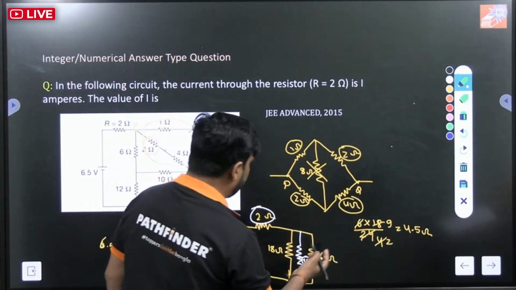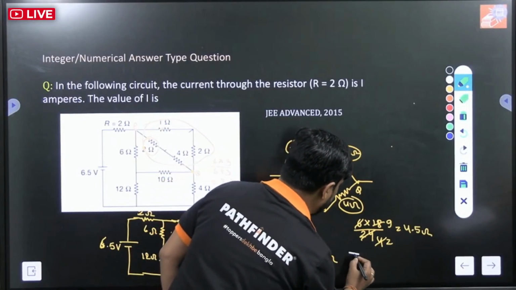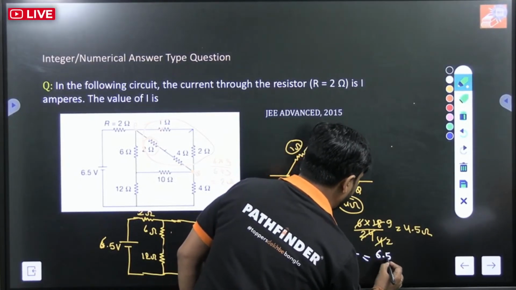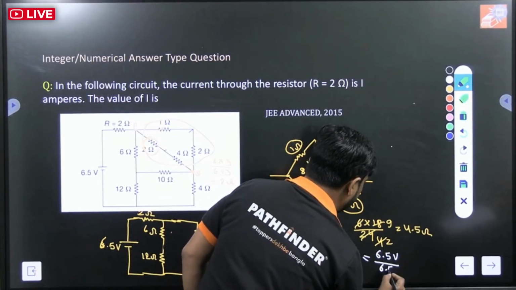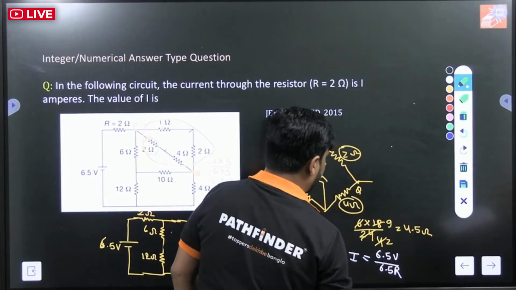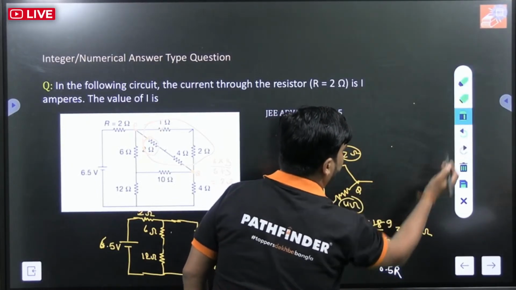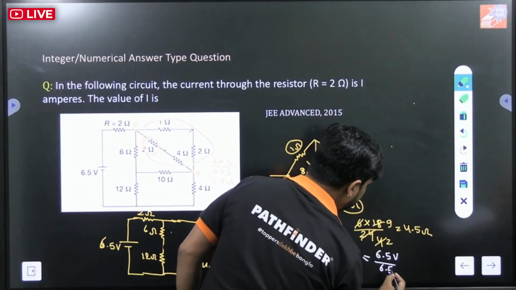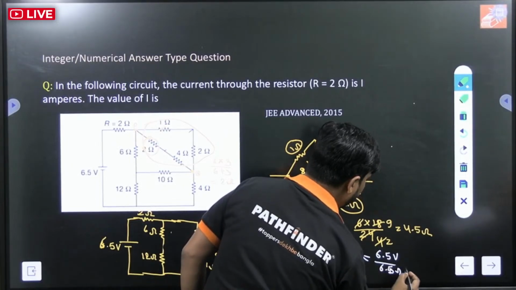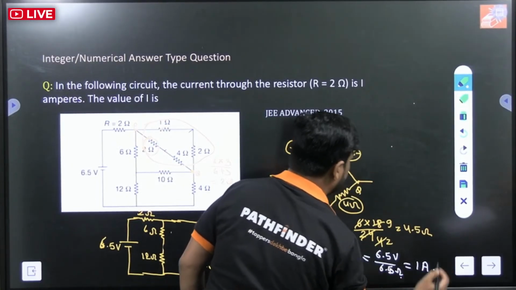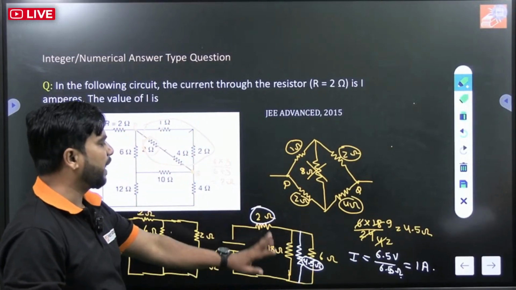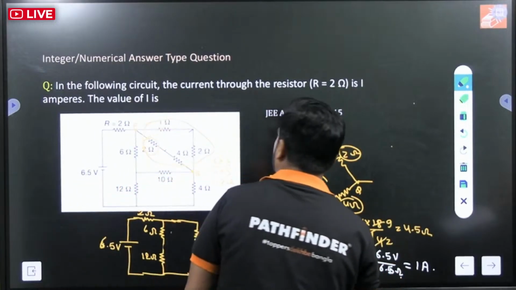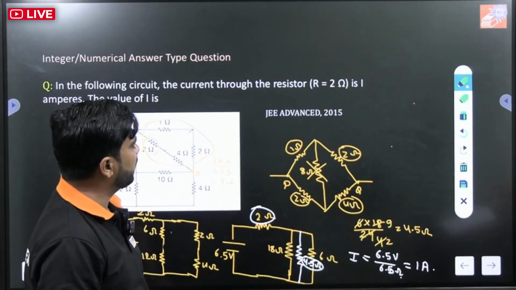What is R equivalent here? 6.5. So current I will be equal to V by R, that is 6.5 volt divided by 6.5 ohm. So basically it will come out to be 1 amp. So answer क्या होगा? Answer will be 1 ampere. Clear? Now, if this question is clear, let's move to the next one.